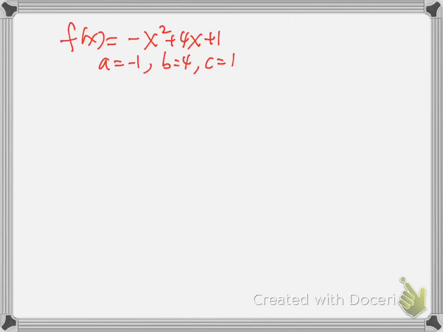Irrational x1, x2, right? So let's say f of x is negative x squared plus 4x plus 1. So a is negative 1, b is 4, c is 1. First you can find the easiest thing, the y-intercept, which is 0, c. 0, c is 0, 1.